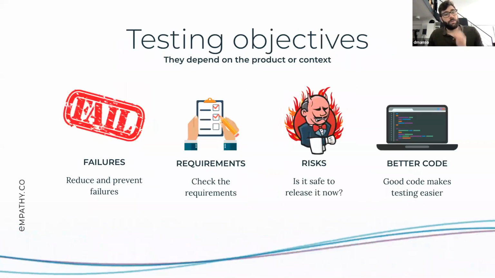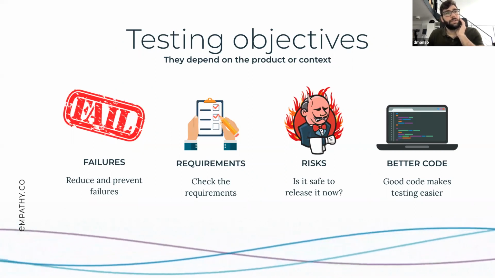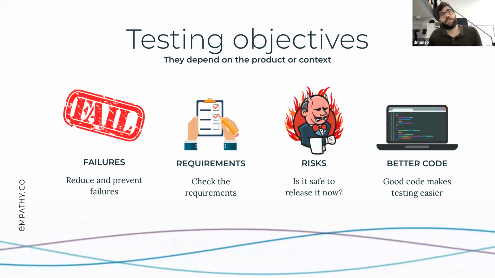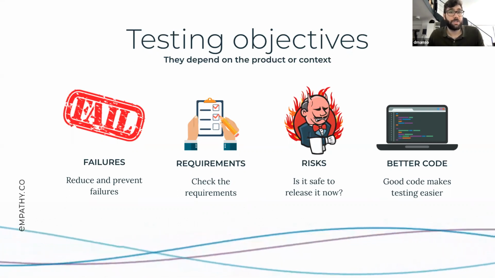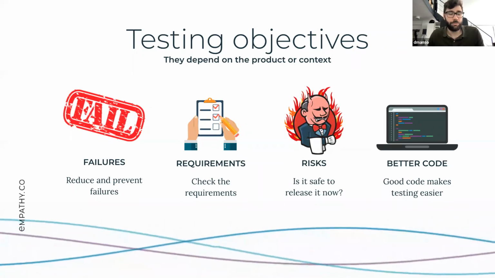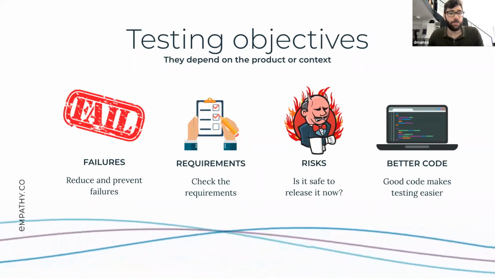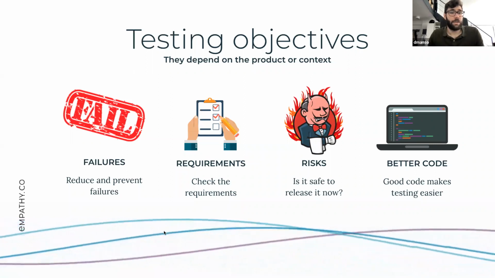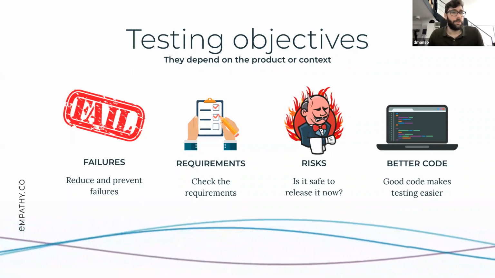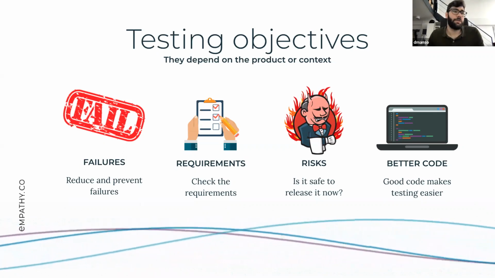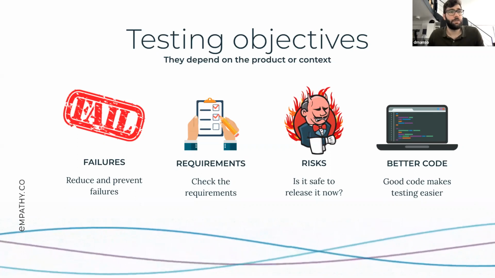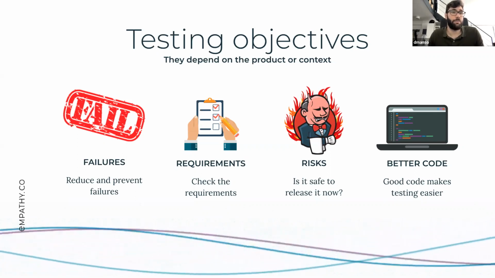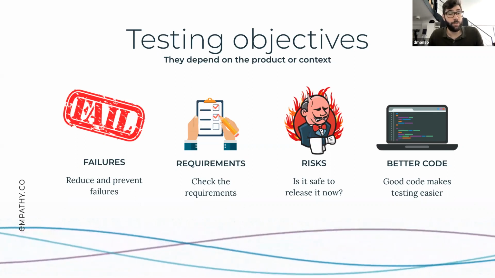Okay. So the objectives of testing can vary depending on the target. I talked about healthcare software systems, for example, which need stricter tests than a web application. And among the most significant, I have selected these. The first one, failures. I think one of the main objectives of testing is to reduce and prevent failures, building confidence around the product.